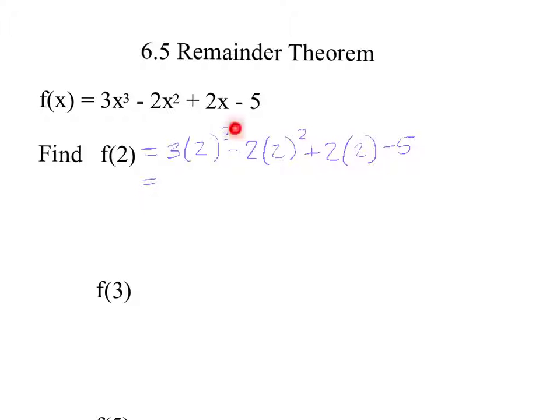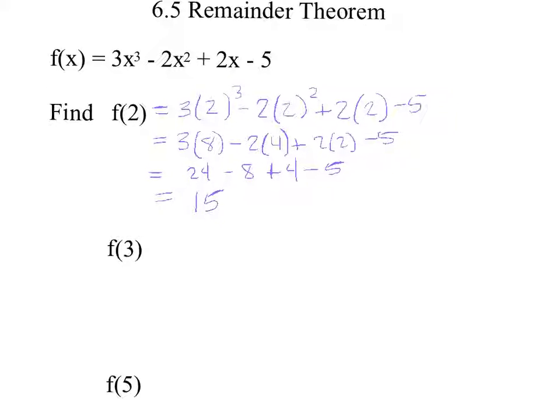Remember, PEMDAS says I have to do the exponent before I can multiply. So let's do all the exponents. I've got 3 times 2 cubed is 8, minus 2 times 2 squared is 4, plus 2 times 2 minus 5. Now we can do our multiplying. We get 24 minus 8 plus 4 minus 5 equals 24 minus 8 would be, what is that, negative 16, plus 4 is 20, minus 5 is 15.